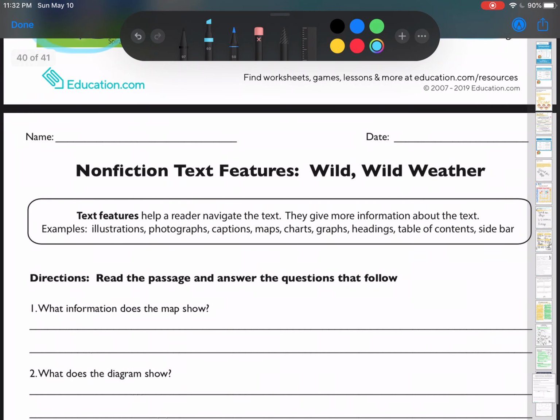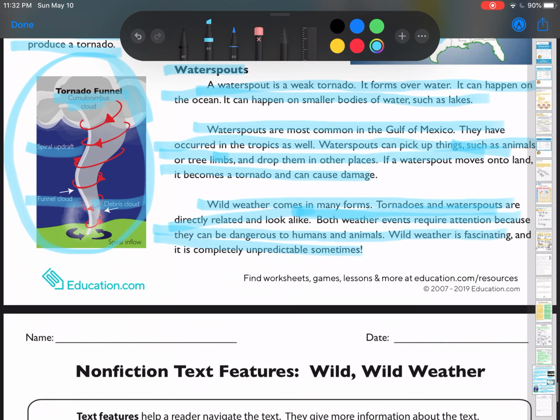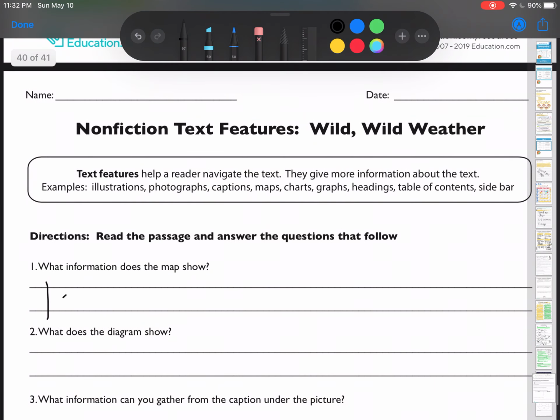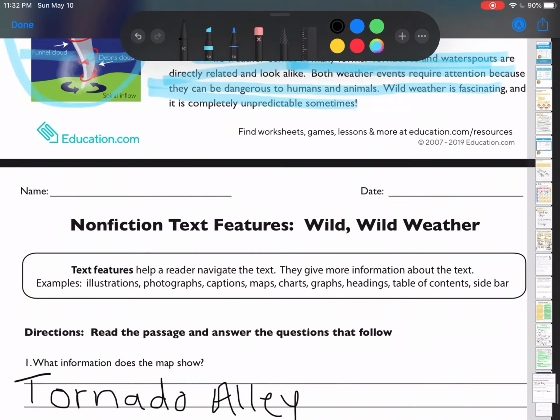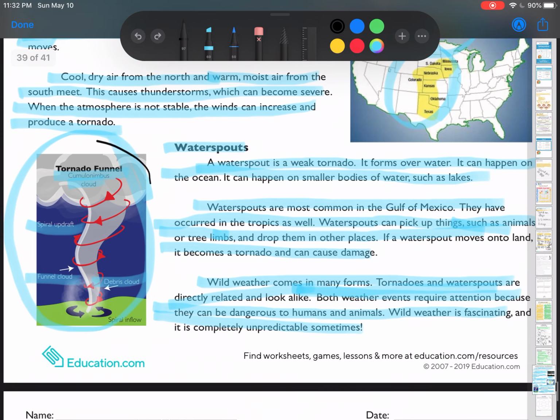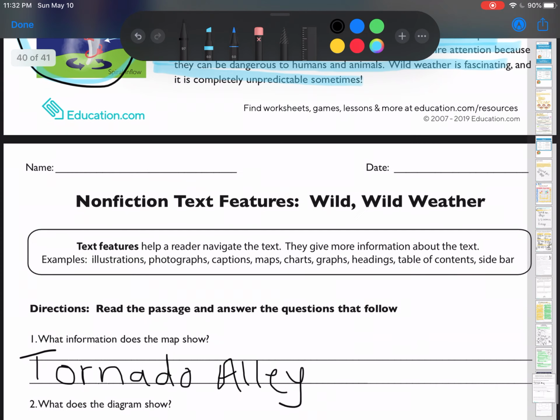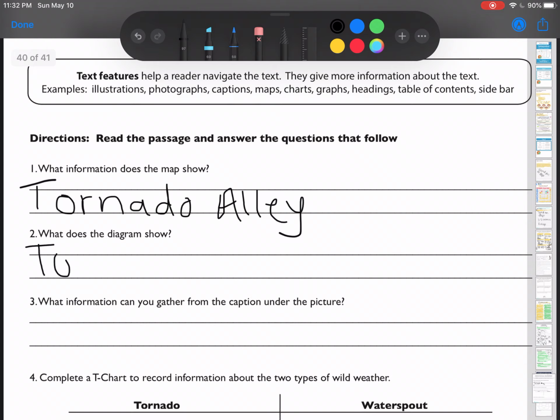What information does the map show? So what did this map show? It shows Tornado Alley. That should be a capital T. Tornado Alley. What does the diagram show? So the diagram is right here. What does it show? It shows a tornado funnel.